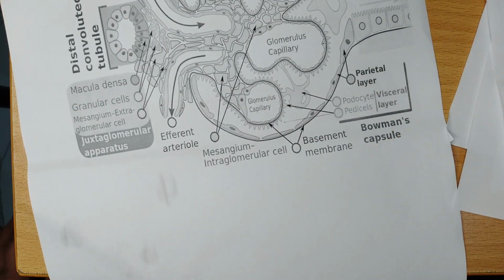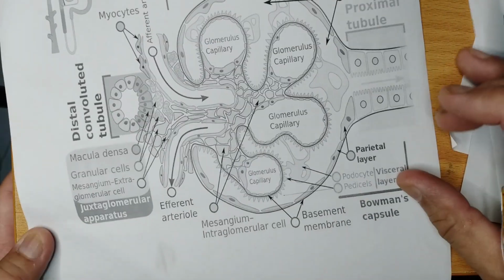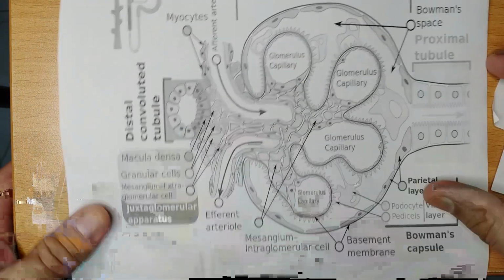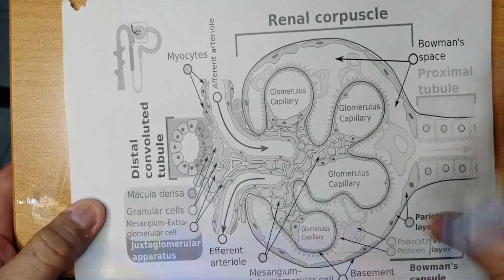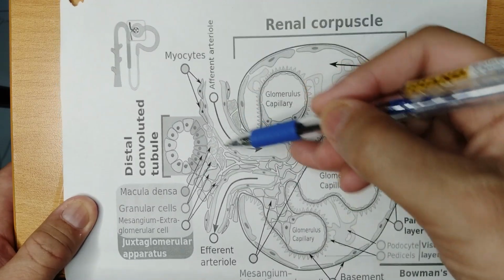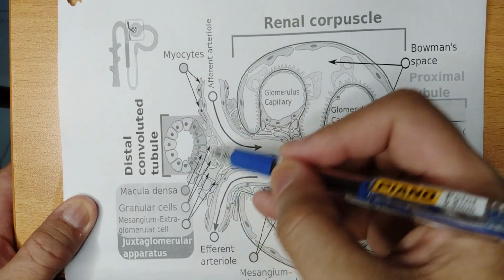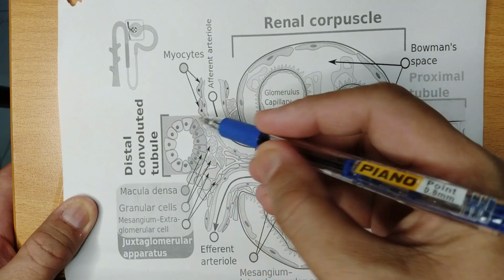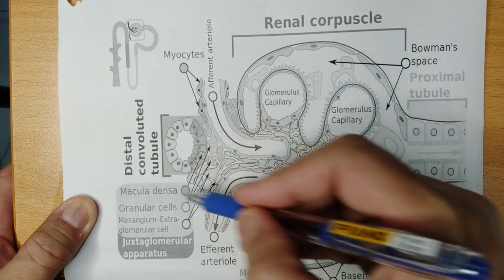So the juxtaglomerular apparatus, you can see again in this diagram. This is very important. As I mentioned to you previously, when the cells of the efferent arterioles enter into the glomerulus, here is the site where they come in contact with what is known as the distal convoluted tubule.